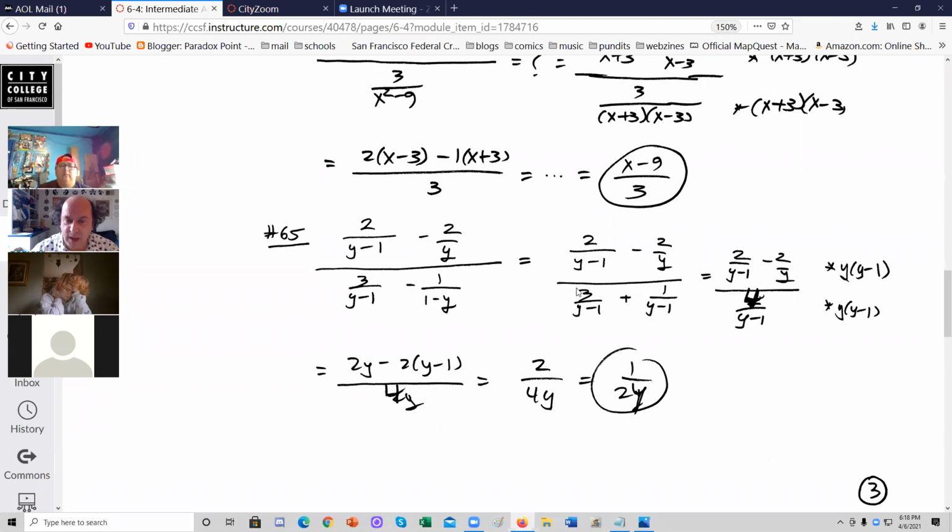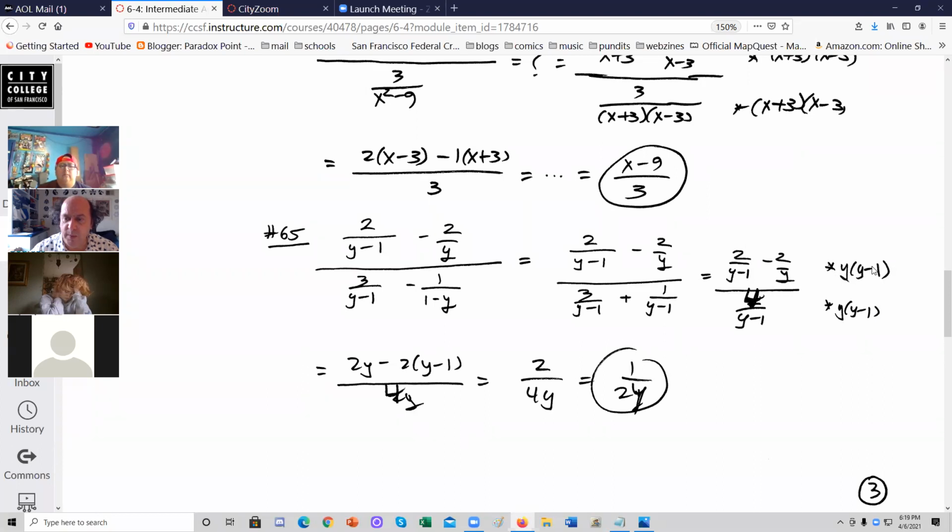Oh, wait a minute. These are the same, aren't they? Same denominator. So we'll rewrite that as 4 over y minus 1, underneath 2 over y minus 1 minus 2 over y. The inner denominators are y minus 1 and y. So we multiply numerator and denominator by y times y minus 1. So multiply this by this.